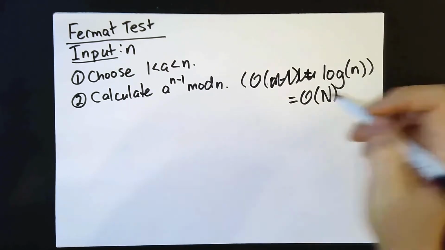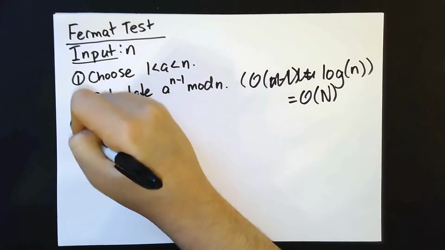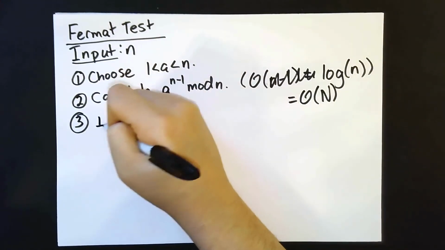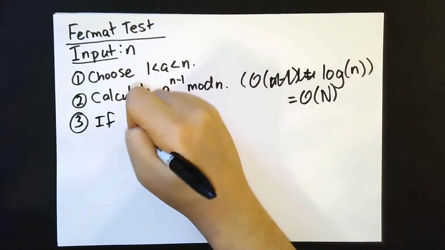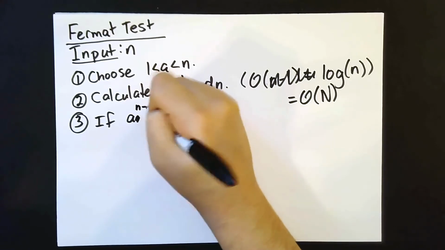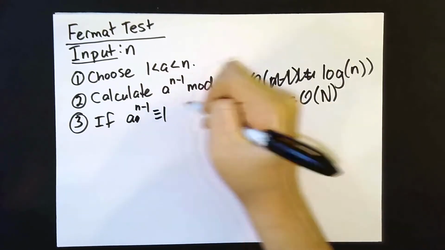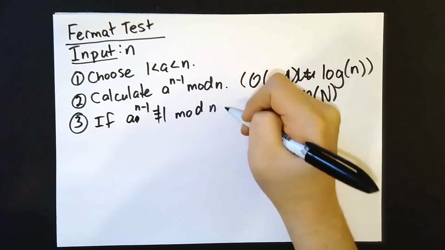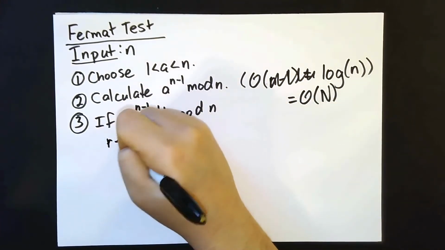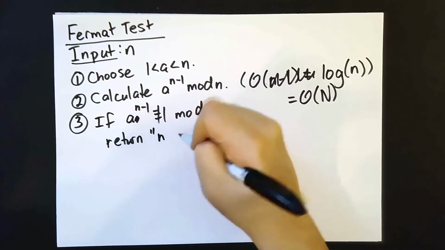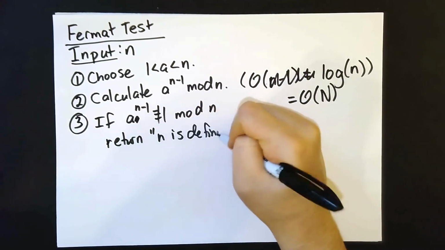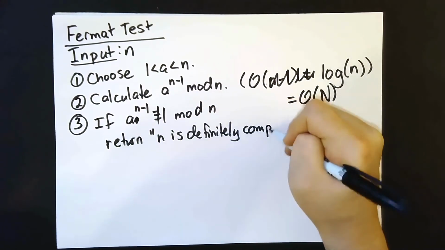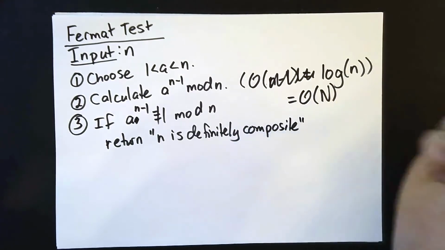So, Fermat's little theorem tells us that if n is prime, then a to the n minus 1 will always be exactly 1 mod n. And so if I happen to calculate this a to the n minus 1, and it isn't 1 mod n, that tells me n can't have been prime. And so at that point, if I see that, I stop my program immediately, and I say, okay, n is definitely composite. I'm happy. We can go home.